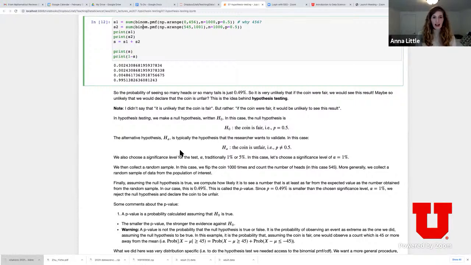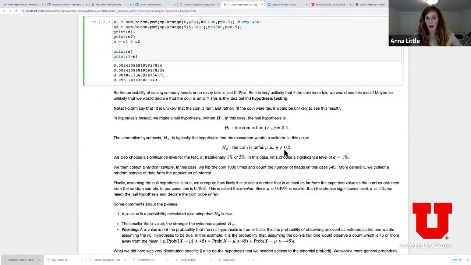Then we specify a competing hypothesis called the alternate hypothesis, HA. Throughout the lecture there are some little a's and some big A's, but they're all the HAs, the alternate hypotheses. This is the hypothesis the researcher usually is hoping to validate, hoping to find evidence for. In this case, HA is the coin is unfair, p is not equal to 0.5.